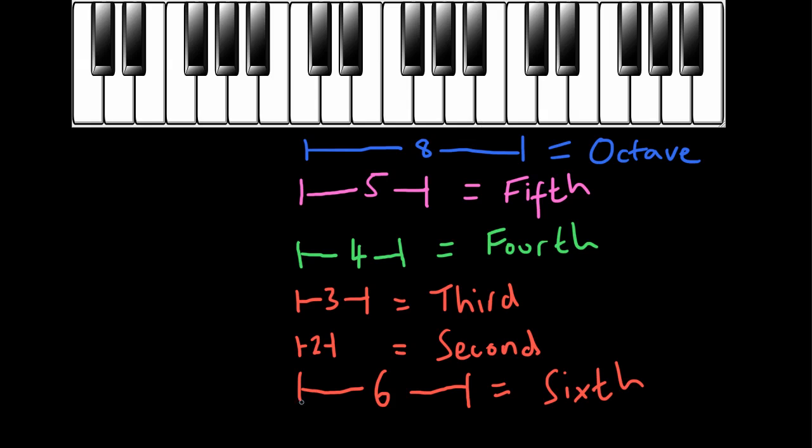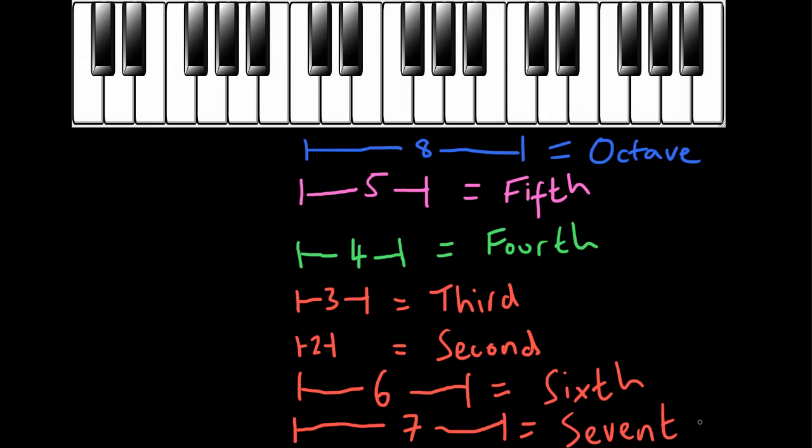And finally, we want to measure the distance between C and B. So that'll be C, D, E, F, G, A, B. 7 steps, 7 letter names, and so that interval is known as a seventh.